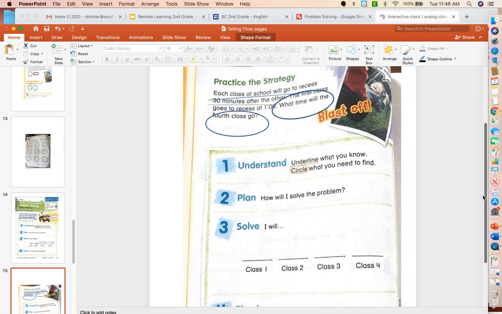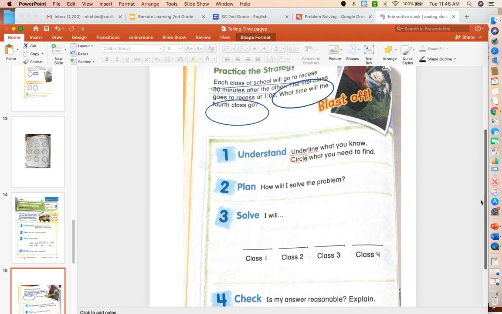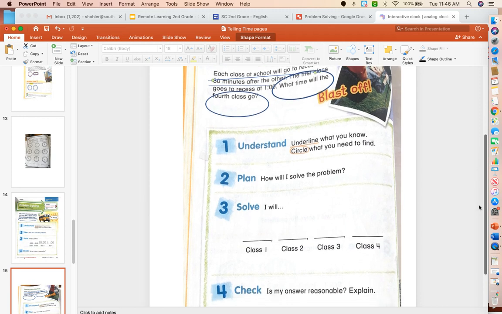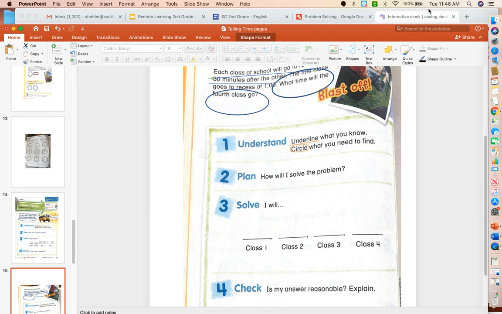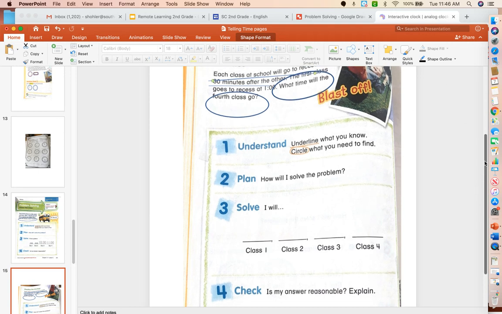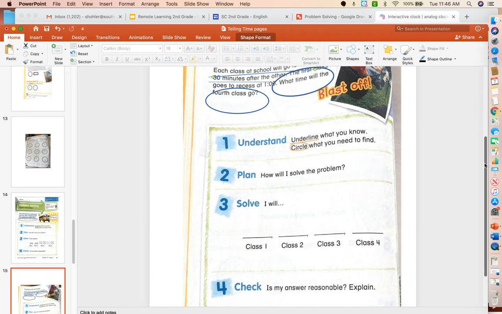All right, now we need to figure out how we're going to solve the problem. I think I'm using my clock. Don't you think that probably would be an easy way to figure it out? The first class goes to recess at 1 o'clock. We already know that information, so put 1 o'clock in this first line. The first class goes at 1 o'clock.